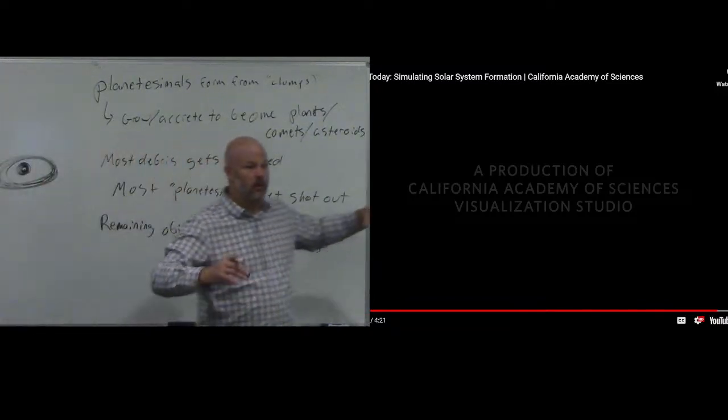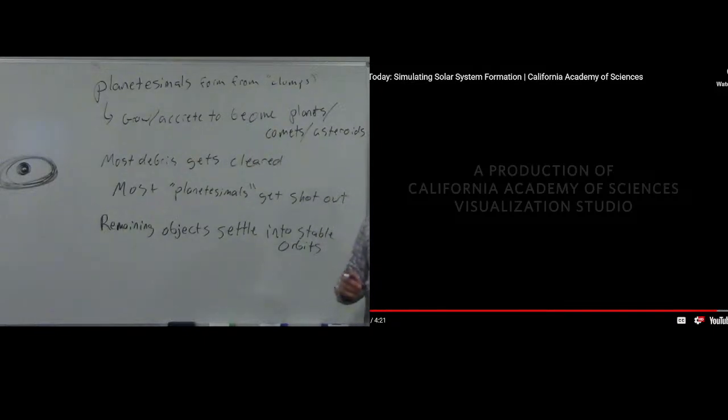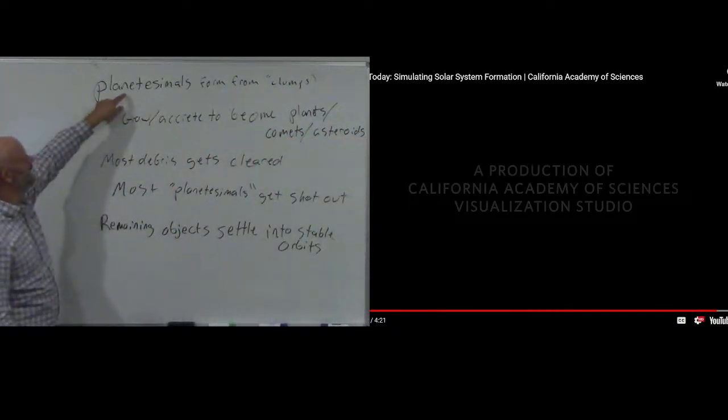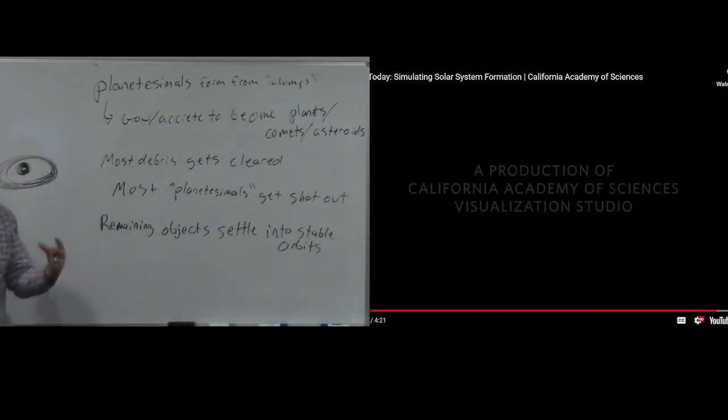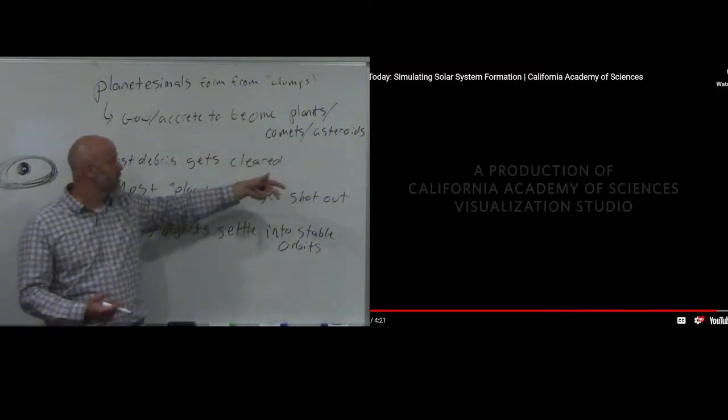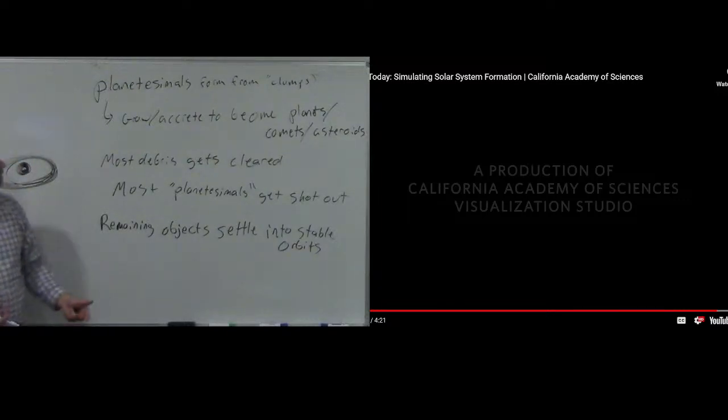Some of these clumps will quickly gather up the material that's around them. They'll get bigger, they'll get bigger, they'll get bigger. How big can they get? We could be looking at something the size of a rock. We could be looking at something the size of Jupiter, right? Depending. So that's the idea here, that these little clumps called planetesimals, which just means tiny wandering things, grow, they accrete to become planets, asteroids, comets, rocks.